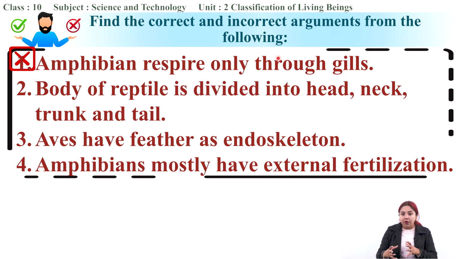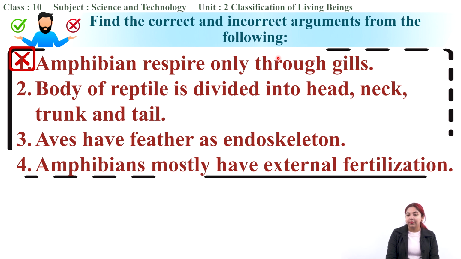And all those modes of respiration either occur one at a time, or multiple modes of respiration can happen at the same time also. So the first argument is incorrect. Now the second argument: the body of the reptile is divided into head, neck, trunk, and tail. Is this correct?